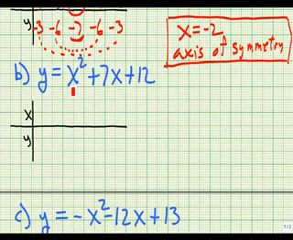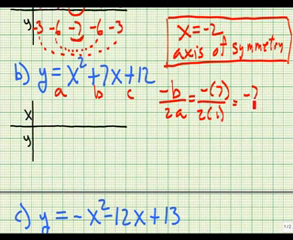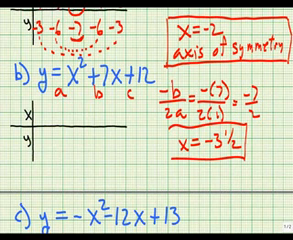Let's try the equation y equals x squared plus 7x plus 12. We have our a, our b, and our c. The axis of symmetry is negative b over 2a. Negative b would be negative 7 divided by 2 times 1, which gives us negative 7 halves. So x equals negative 3½ is our axis of symmetry.